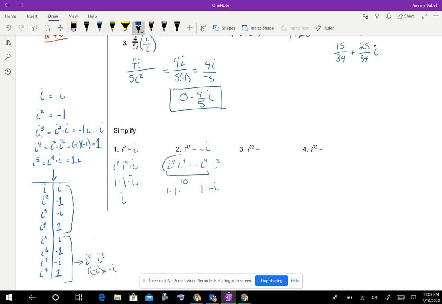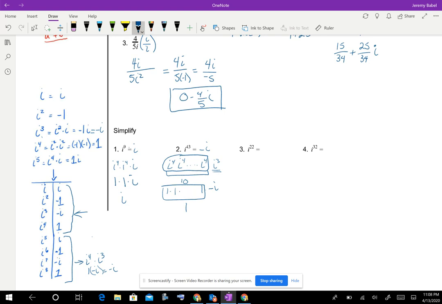And we're really just trying to figure out how many groups of i to the fourth there are, and then what's left over. There were 10 groups of i to the fourth. Those 10 groups of i to the fourth are just 1. And what's left over is i to the third, which is -i in that chart.